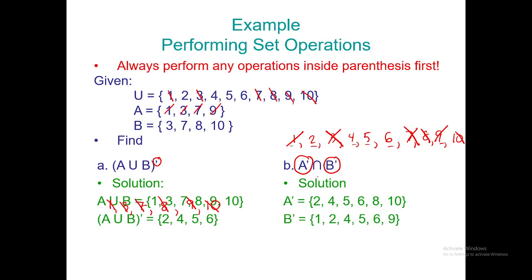Now, what is common to these two, because this symbol is intersection. What is the intersection of A complement and B complement? 2, 4, 5, 6. There you go. That is the answer. 2, 4, 5, 6. Is our example clear? Yes, sir. Okay.